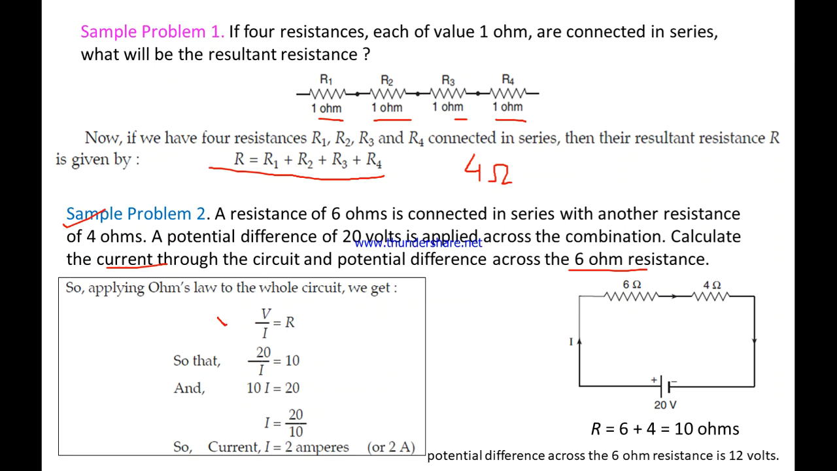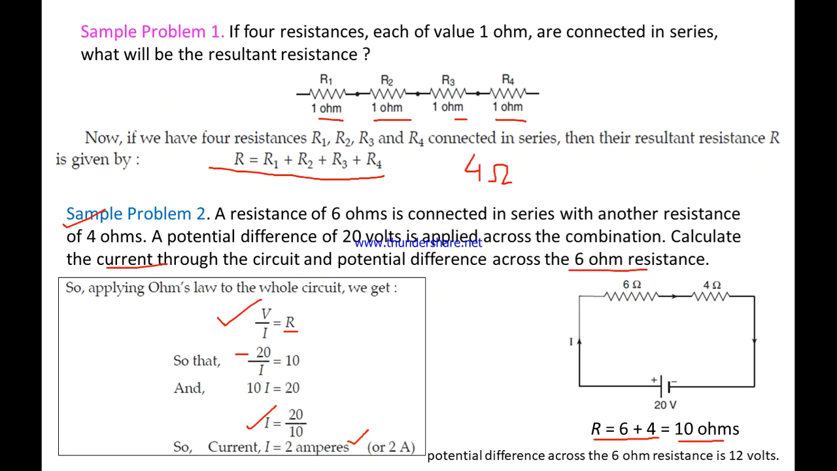So we have to calculate the net current and also the potential difference for 6 ohms. Using the formula V equals IR, or V by I equals R, V is the potential of the battery, R is the total or resultant resistance, and I is the same. Let's put the value V equal to 20 and calculate the equivalent resistance. From the diagram, R is equal to 6 plus 4, that is 10 ohms, because they are connected in series. So put the values here and we calculate I as 2 amperes. So 2 ampere is the value of our current.